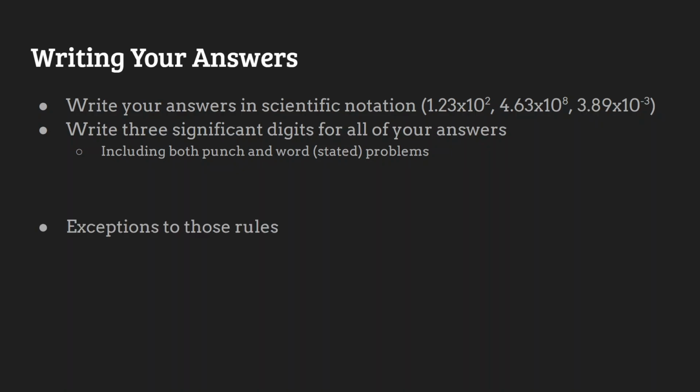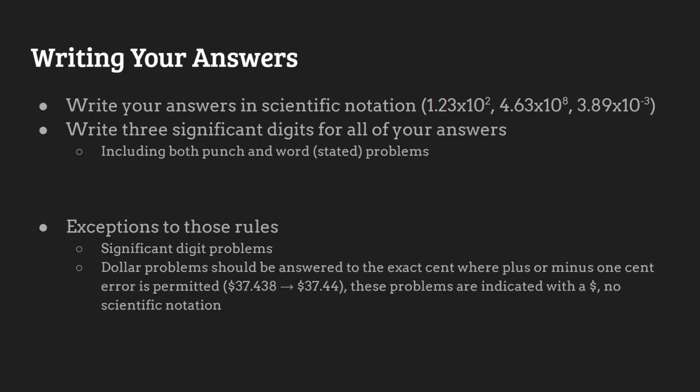There are exceptions to those rules, however. Significant digit problems, dollar sign problems. So these problems should be answered to the exact cent. However, they're lenient and will allow a plus or minus 1 cent error. An example of this would be just to round the answer. So in your calculator, you may get 37.438. You want to round that up to 37.44, and that's what you're going to write in the answer box. So these are usually indicated with a dollar sign, and don't use scientific notation.